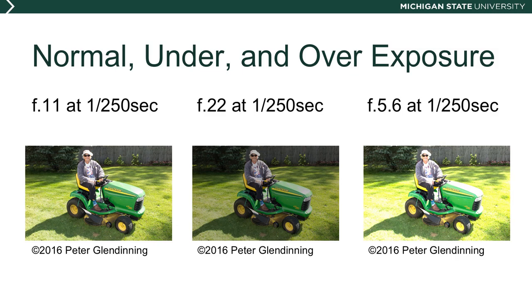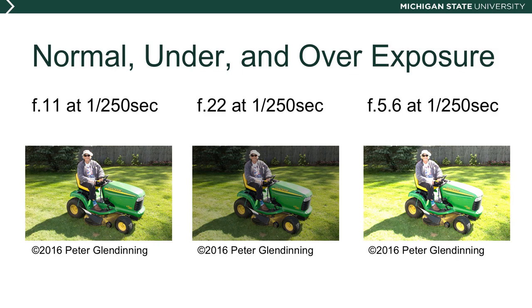If we go the other direction from f11 and we open up the aperture wider to f5.6, keeping the shutter speed at 1/250th of a second, we can see that the picture is a lot lighter, and we would call that an overexposure.